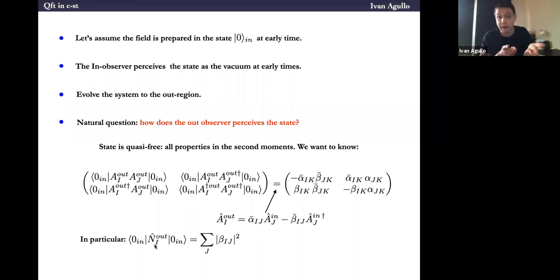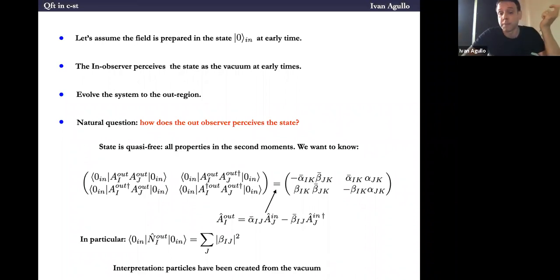If you are in the out region with an apparatus, this is what you will measure. Interpretation: particles have been created out of the vacuum. Because initially, if you were an initial observer with an apparatus, you would measure nothing. In the future, if you have an apparatus, you will measure particles. So the vacuum becomes full of particles at late times. Of course, what you mean by particle initially and what you mean by particle finally is different. These are zero in particles initially, many out particles finally. So don't forget that. What time evolution does is to change the question. Time evolution changes the natural question from the in questions to out observer questions, and in that concrete sense, there is particle creation.